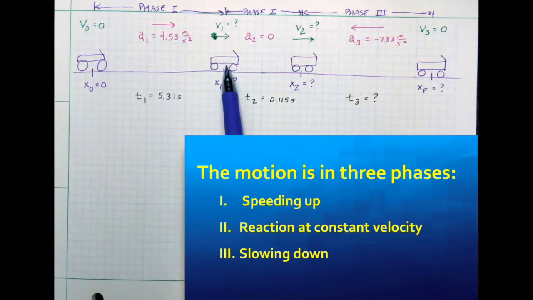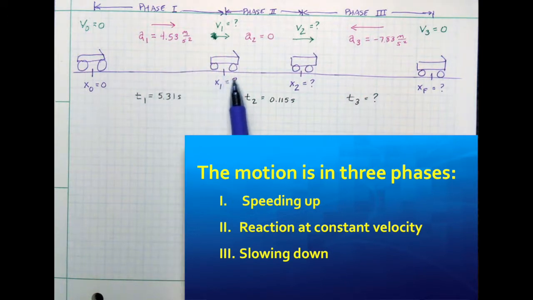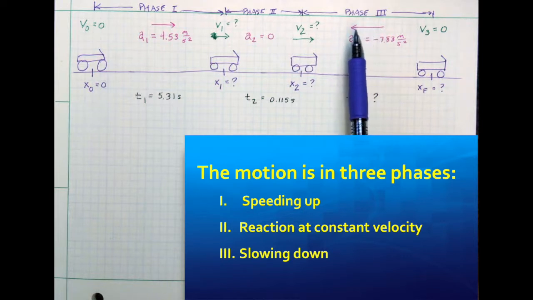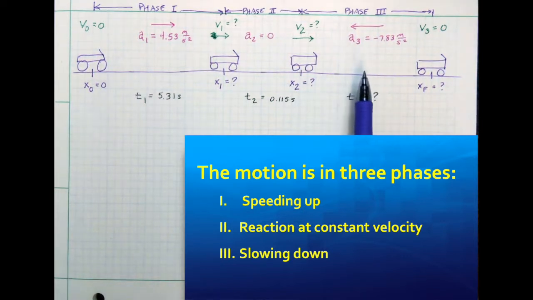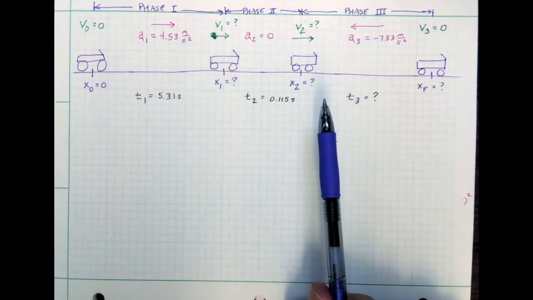Phase 1, where the motorcycle is speeding up with an acceleration in this diagram to the right. Then we have the middle phase, the cruising phase, the reaction time phase, where the acceleration is 0, but we are still moving to the right. Then we have the third phase, the slowing down phase, where the velocity is to the right, but the acceleration is going to be to the left, causing the motorcycle to slow down. So we note what the acceleration is at each of these three phases.